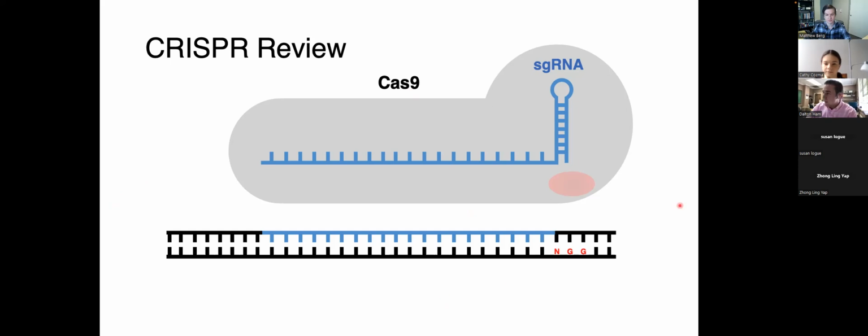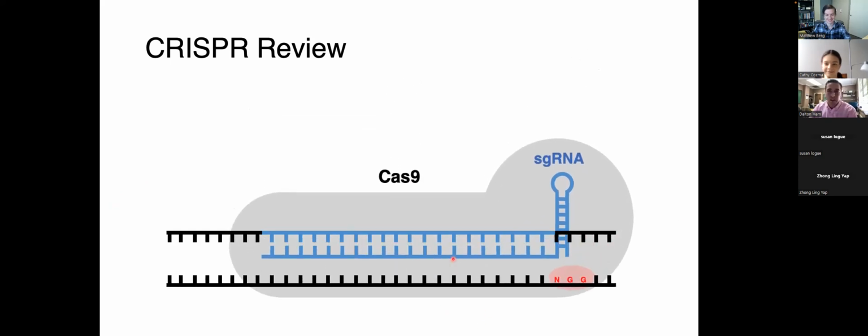This does the actual cleaving. So what will happen is, it'll bind over, it'll find an NGG PAM, and then if the upstream sequence is correct, the guide RNA will bind to this, and if it's stable enough, you'll get a double-stranded break from the Cas enzyme.